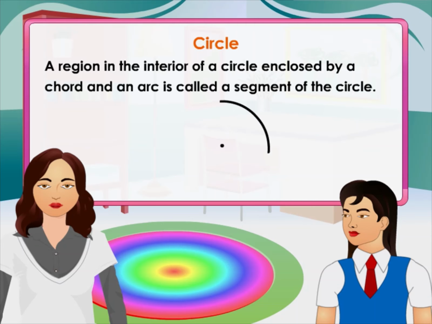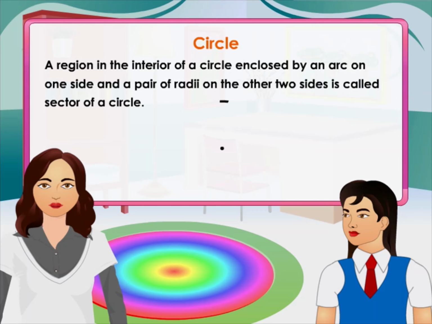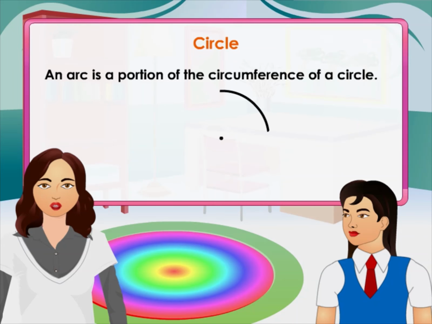A region in the interior of a circle, enclosed by a chord and an arc, is called a segment of the circle. A region in the interior of a circle enclosed by an arc on one side and a pair of radii on the other 2 sides is called a sector of a circle. An arc is a portion of the circumference of a circle.